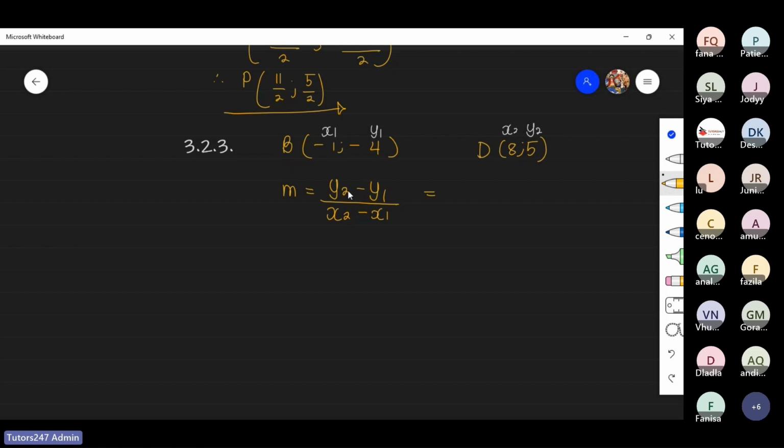So when we substitute, y2 is going to be 5 and y1 is going to be -4. My x2 value is going to be 8 and my x1 value is going to be -1. From there, we can have the gradient of BD as equal to, so let's put that into our calculator. We've got 5 minus -4 and we've got 8 minus -1. That gives me +1. So the gradient of BD is therefore +1.